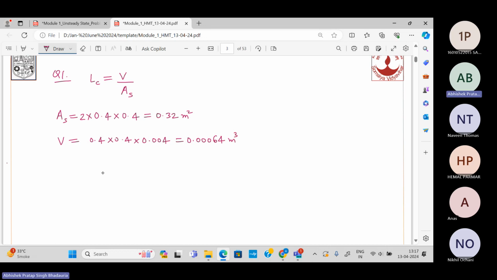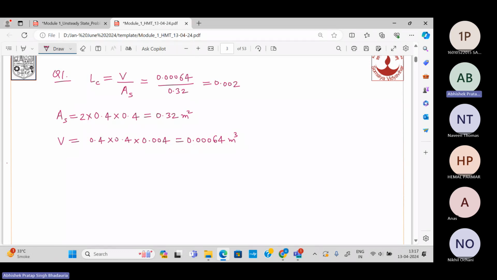Now we have to calculate the characteristic length. Characteristic length is nothing but the volume per unit surface area. The volume we have already calculated is 0.00064, divided by the surface area, that is 0.32. Now let's calculate. The calculated value of characteristic length is 0.002.